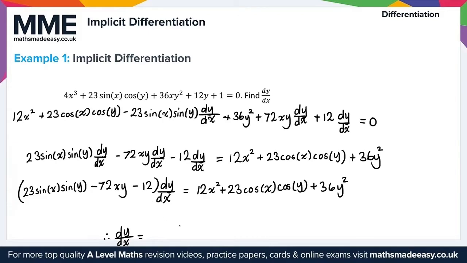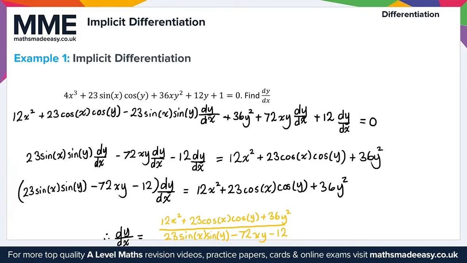Let's write this in a different pen colour just so we can see clearly. So dy by dx is going to be equal to 12x squared plus 23 cos x cos y plus 36y squared, all over 23 sine x sine y minus 72xy minus 12. Okay, so that gives us everything we need for example 1 and gives us our solution.